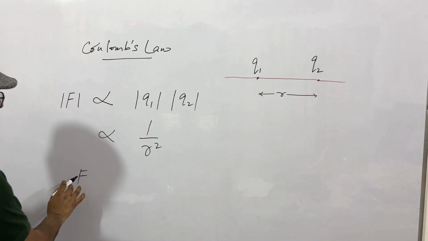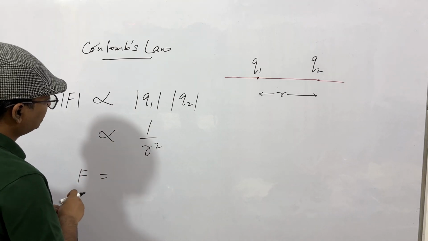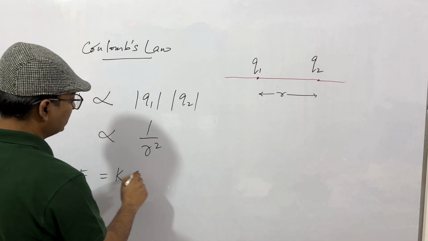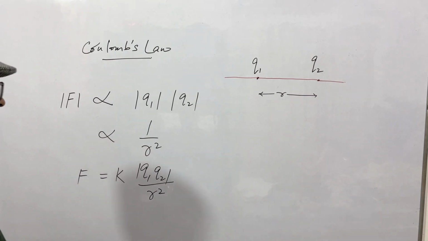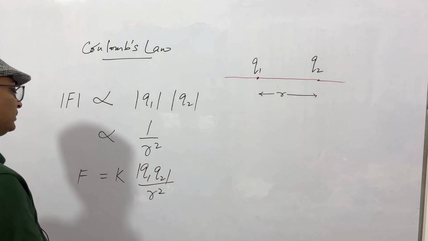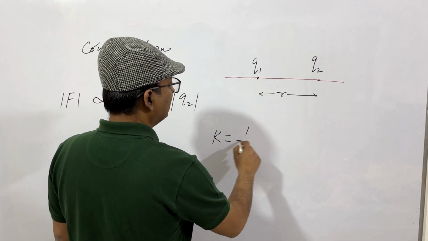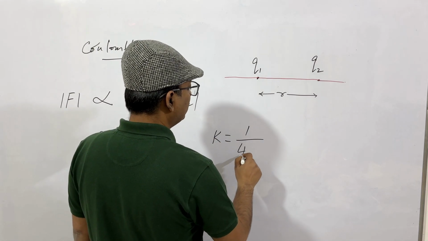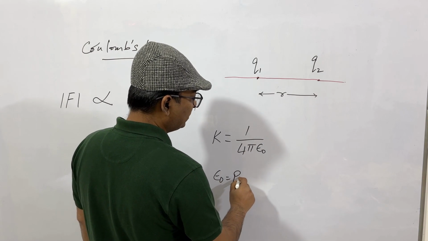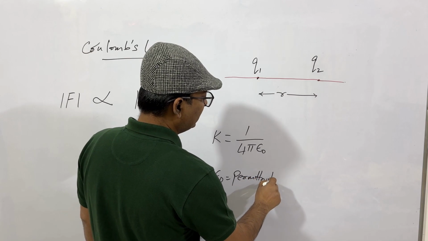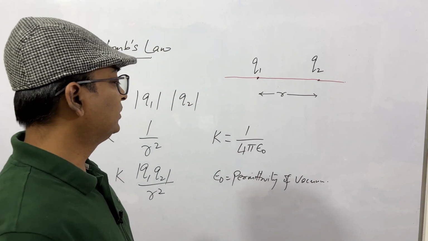Let's see what is the magnitude. I'm just writing F, not vector F. That is the magnitude. So to get rid of this proportionality, what we do? We put a constant. So this is K, mod of Q1 Q2, because these two may be different charges. So this is K into Q1 Q2 by r squared, where this constant K has been experimentally found to be 1 by 4 pi epsilon naught. What is epsilon naught? Epsilon naught is the permittivity. It is a property, the permittivity of vacuum. So it is a property of the medium.